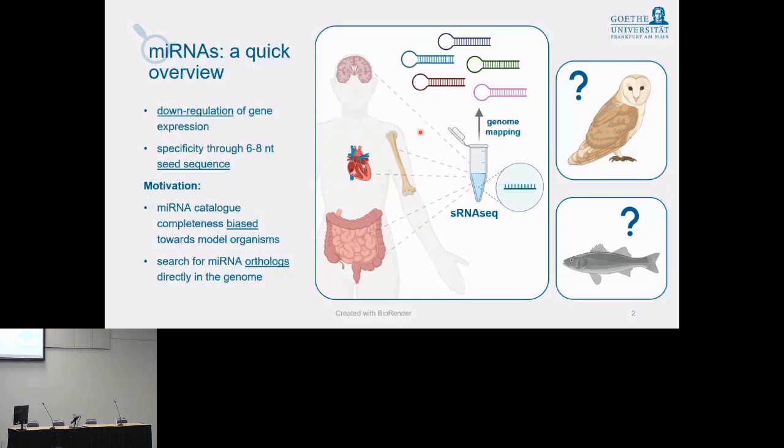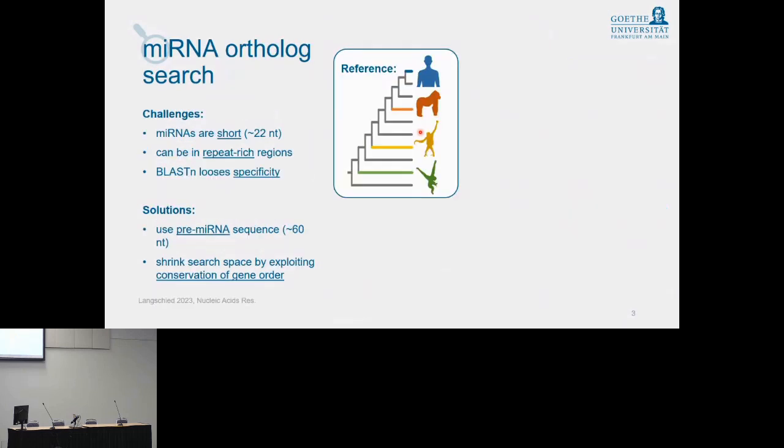So what we set out to do is to take the catalogs from these model organisms and shift the annotation to non-model organisms. The method with which you do this is by performing an ortholog search. An ortholog search of microRNAs is challenging for multiple reasons. First, the mature microRNA transcript is very short, and the genes can also be located in repeat-rich regions. Both of these factors make sequence similarity searches like BLASTN lose specificity.